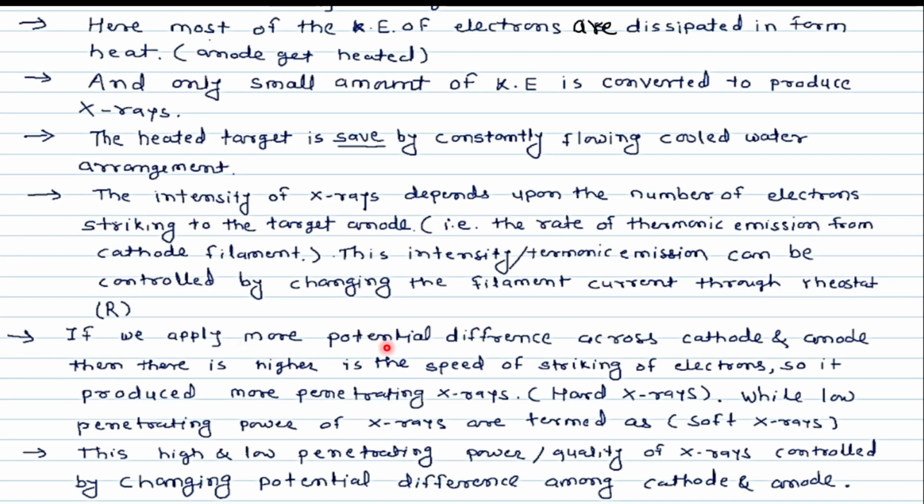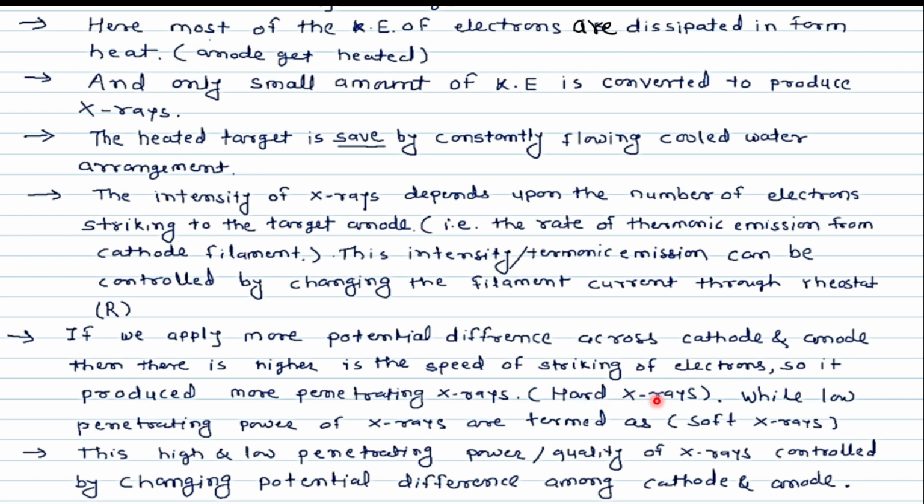If we apply more potential difference across the cathode and anode, the speed of the striking electrons is higher. The electrons accelerate more and bombard the target material, and so it produces X-rays with more penetrating power. These X-rays with more penetrating power are called hard X-rays.